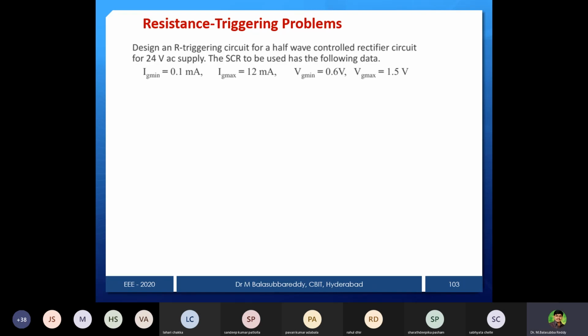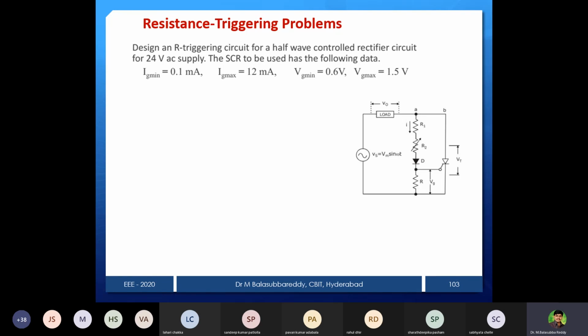Now we'll see how to design the R triggering circuit for a half wave controlled rectifier circuit, for an input voltage of 24 V AC supply. The SCR to be used has the following data: Ig minimum is given, Ig maximum is given, Vg minimum is given, and Vg maximum is given. So what are the parameters we need to design?